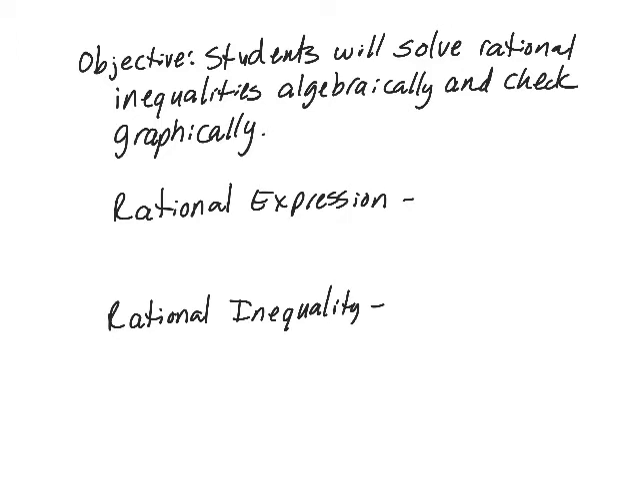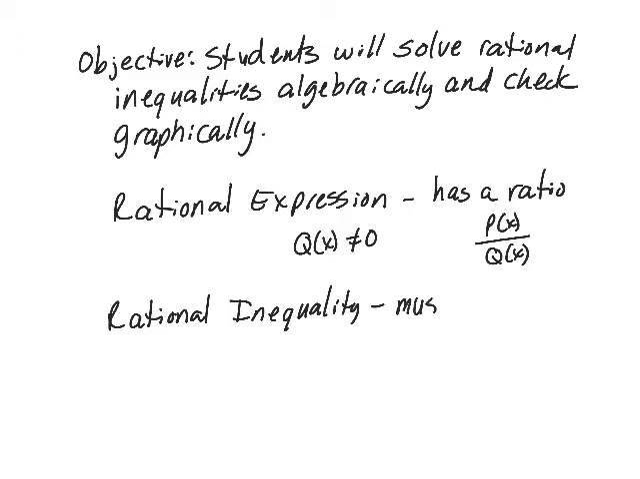A rational expression is a ratio. It's basically a ratio of polynomials, p of x over q of x. The only stipulation is q of x cannot be equal to 0, and that's going to be important when we solve this inequality today. So for a rational inequality, you have to solve for the numerator and denominator.